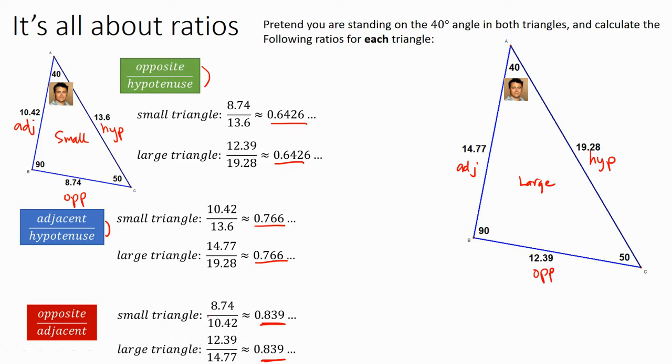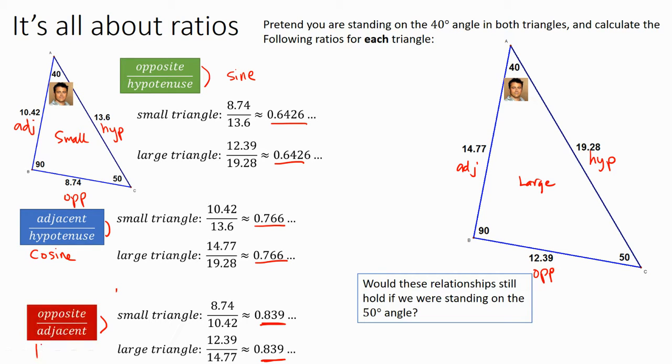Now, this isn't a coincidence. These are called the trigonometric ratios. As long as you have similar triangles, these ratios will be consistent. They are built into your calculator, and we just have different names for them. Opposite over hypotenuse is the sine. Adjacent over hypotenuse is called the cosine. Opposite over adjacent is called tangent. Maybe you've heard of these, maybe not.